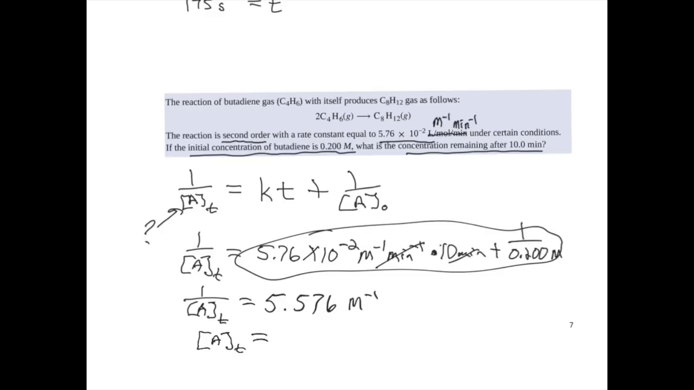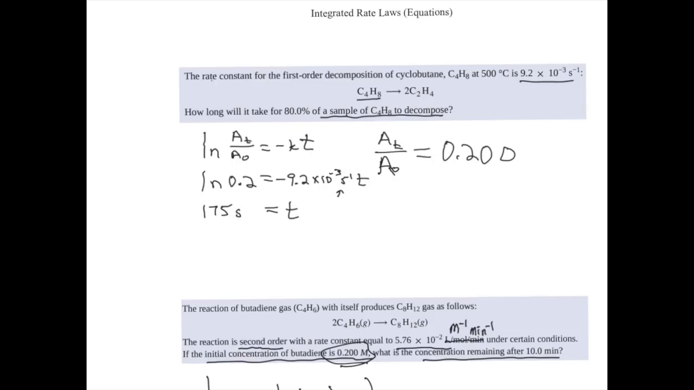So A sub t is going to be 1 over 5.576, which is 0.179 molar. So in 10 minutes, we go from 0.2 molar to 0.179 molar. Now, how can I check my answer? Well, I can plug in this for A sub t and solve for time, and I should get 10 minutes. I plugged that in, and I did get 10 minutes. So that's a good indication that it's correct. You can do little things like that. If I go back up here, same deal. I can plug in 175 seconds and see if I can get A sub t divided by A sub 0 to equal 0.2.